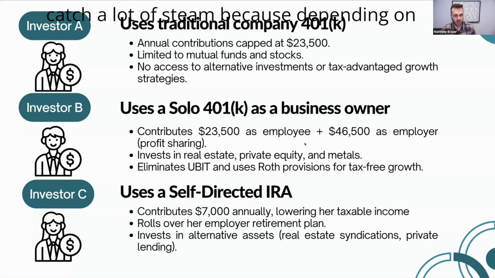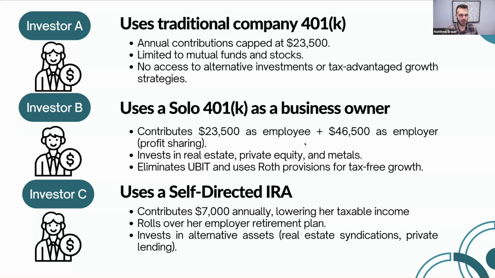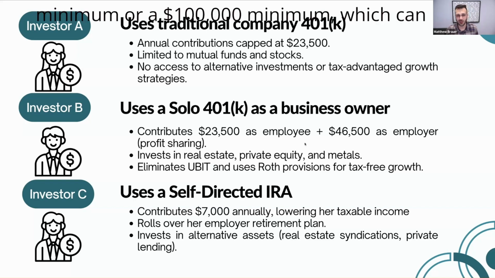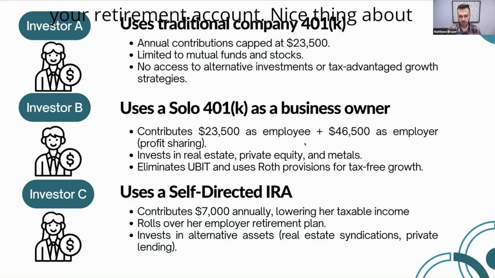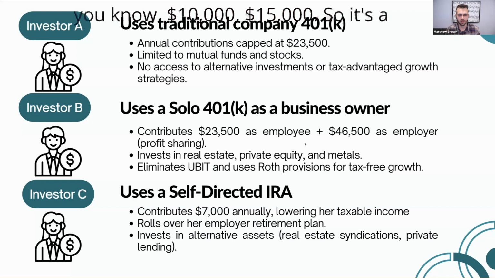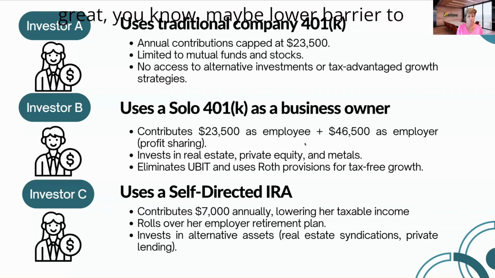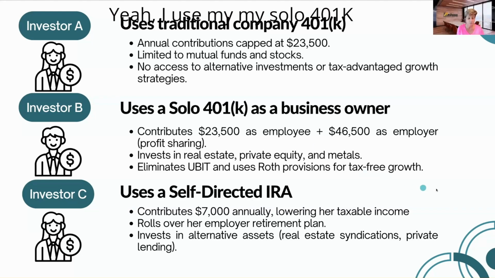I've seen that catch a lot of steam because depending on what you're doing, most syndications, at least that I've seen, a lot of them have a $50,000 minimum or a $100,000 minimum, which can be pretty hefty, depending on how much you have available to you in your retirement account. Nice thing about private lending, depending on how the deal's structured, you could get started, I've seen people get started at $10,000, $15,000. So it's a great, maybe lower barrier to entry into this type of investing. Yeah. I use my solo 401k for private money lending.